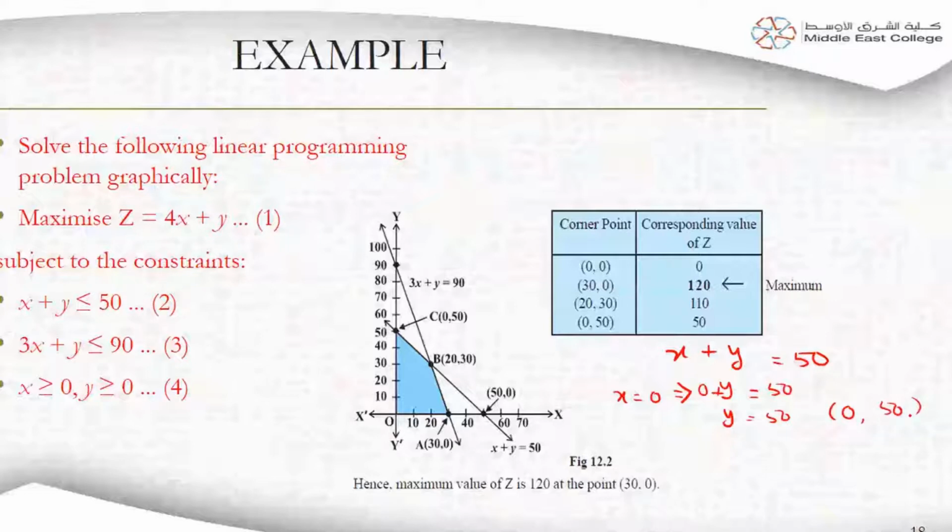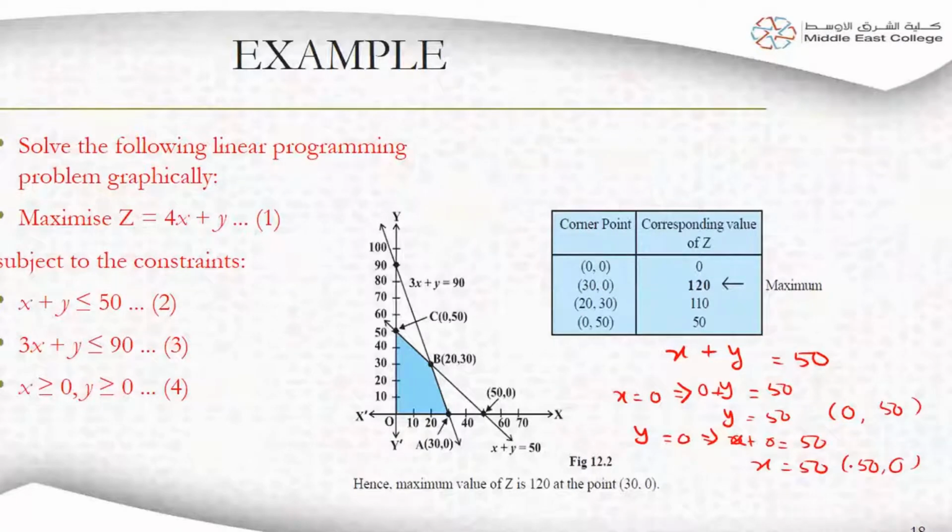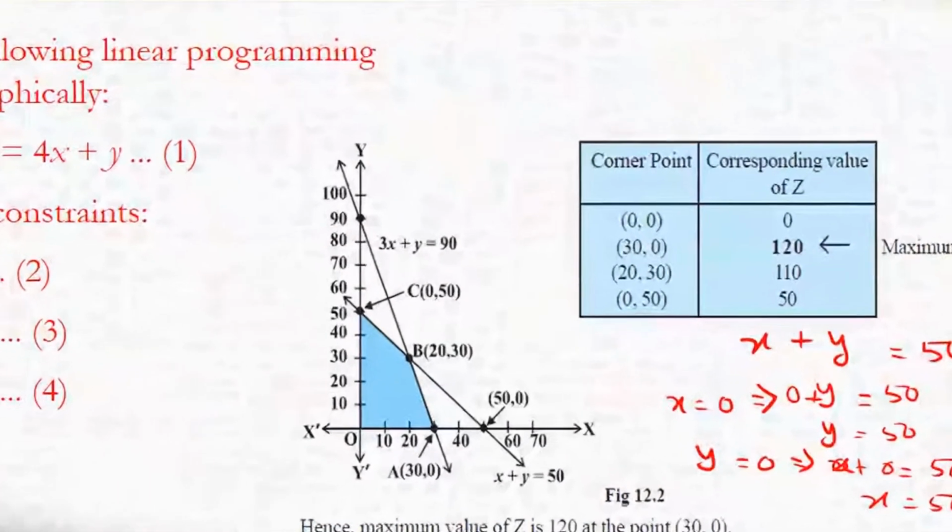Now change the other way. You put now y equal to 0. Okay, so it is x plus 0 equal to 50. So the x value is equal to 50. First write the x value, then the y value. So this is x and this is y. So 50 comma 0. Take these 2 points and put them in the graph.